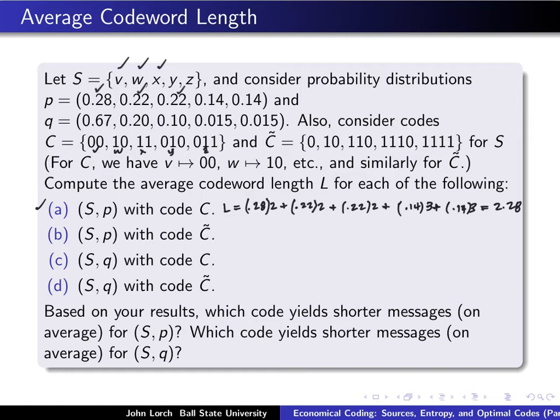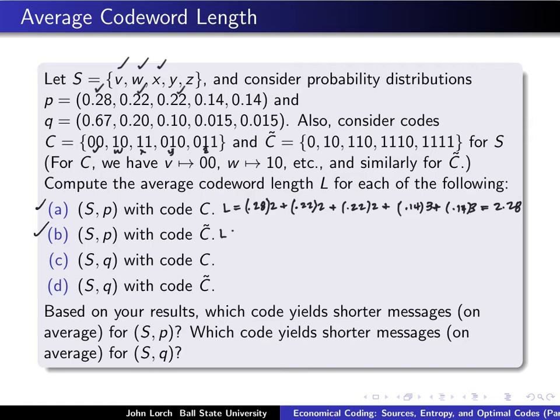Okay, now in the introductory task, we asked the question, let's suppose we have the same alphabet and the same probabilities, but instead of using the original code capital C, let's suppose we throw it over our shoulder and use a different code, C tilde. So let's compute the average code word length here and see how it compares to the original.